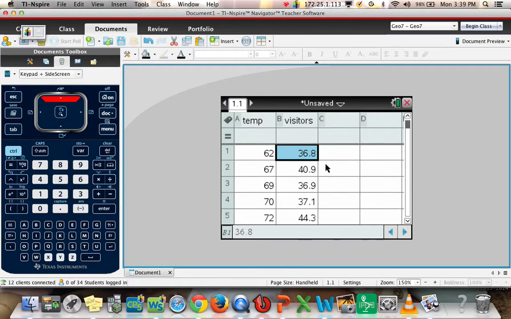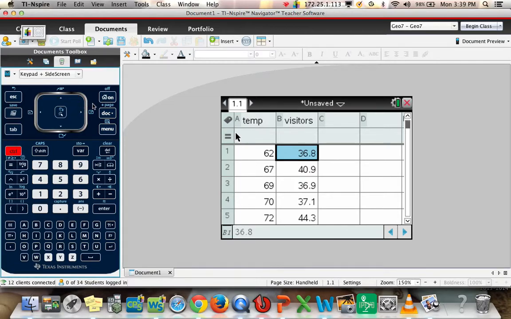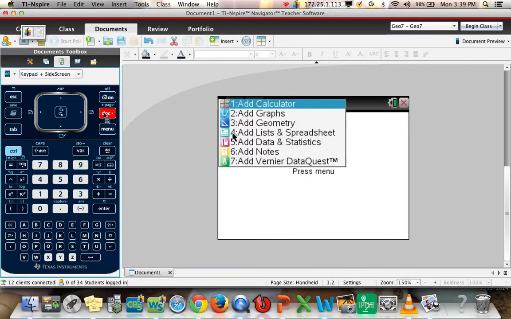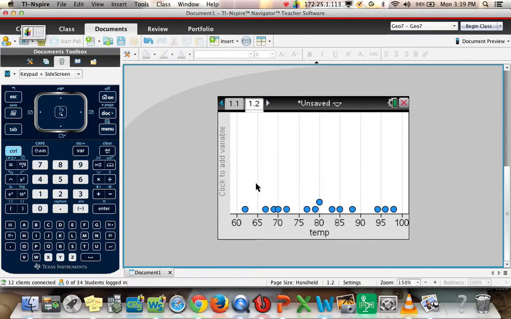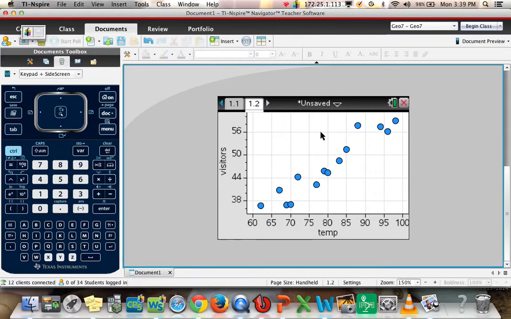Okay, so once you have your numbers in the list, let us open a new document. So Control Doc, and we're going to graph this. So we're going to go to Data and Statistics, and we're going to click to add the variable. The dependent variable was temperature, so I'm going to choose that. Independent was visitors, and we have our scatter plot. So the next question is, does our data appear to be linear? And it does look like we can draw a line of best fit.